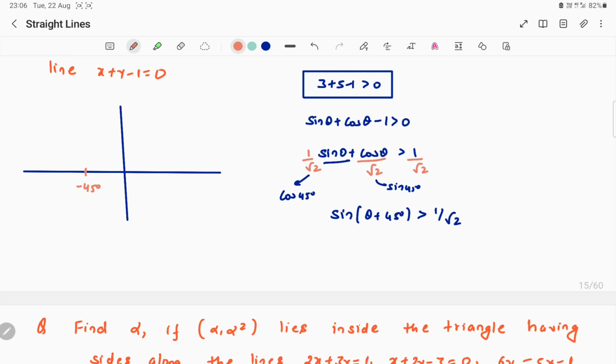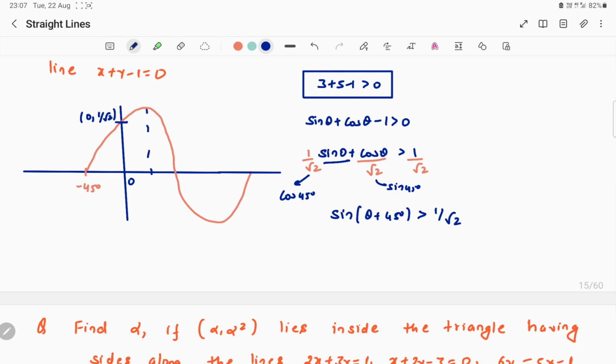So start the graph from here, and then it will go up, attain a maximum, and then come down. Assume it is something like this. Okay. So now what is this angle? This is theta equal to 0, isn't it? So what is this coordinate? This is 0 comma 1 by root 2.